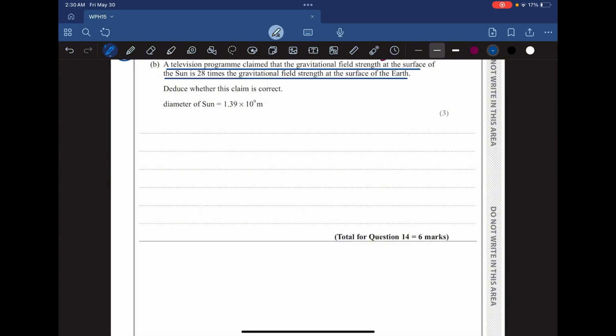Now let's jump into this question. It says someone is bigger than the other one. When one is bigger than the other, the best way to show it is to compare their gravitational field strengths. The sun's gravitational field strength is said to be 28 times greater than that of the earth. We know the gravitational field strength at the surface of the earth is 9.81. Now we just have to figure out the gravitational field strength of the sun and see whether it is 28 times greater than 9.81 or not.